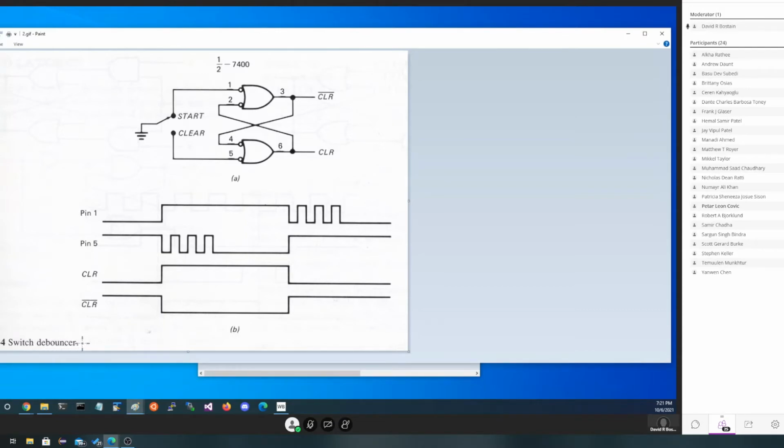We're debouncing a switch. We can do this in software. We can do this in hardware. We also can do it in other ways with hardware. For example, with a capacitor, we could debounce it because it takes a while for a capacitor to charge. But this is the way we might use an RS latch to be able to get something to be debounced.